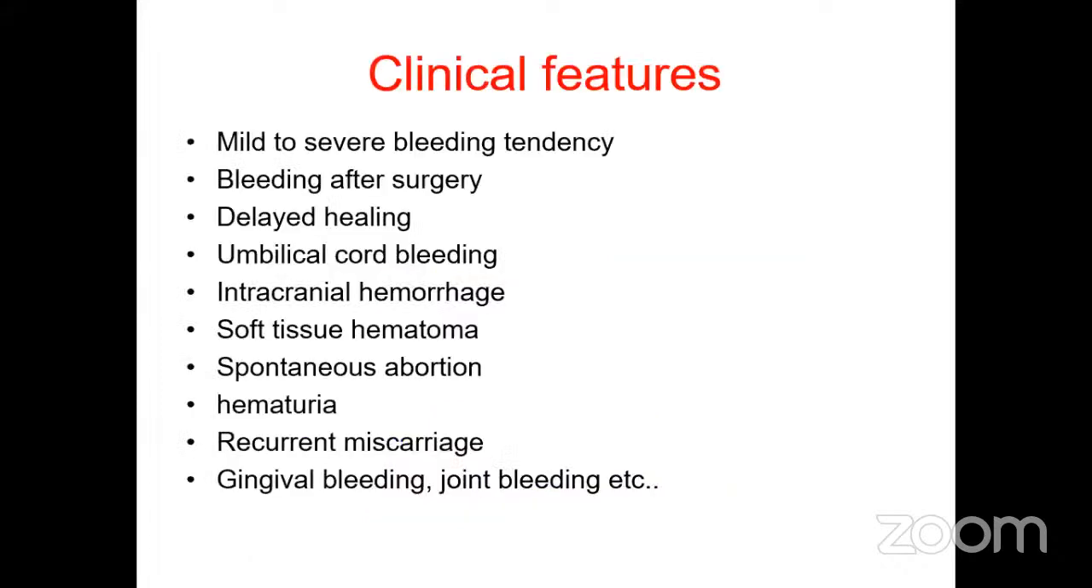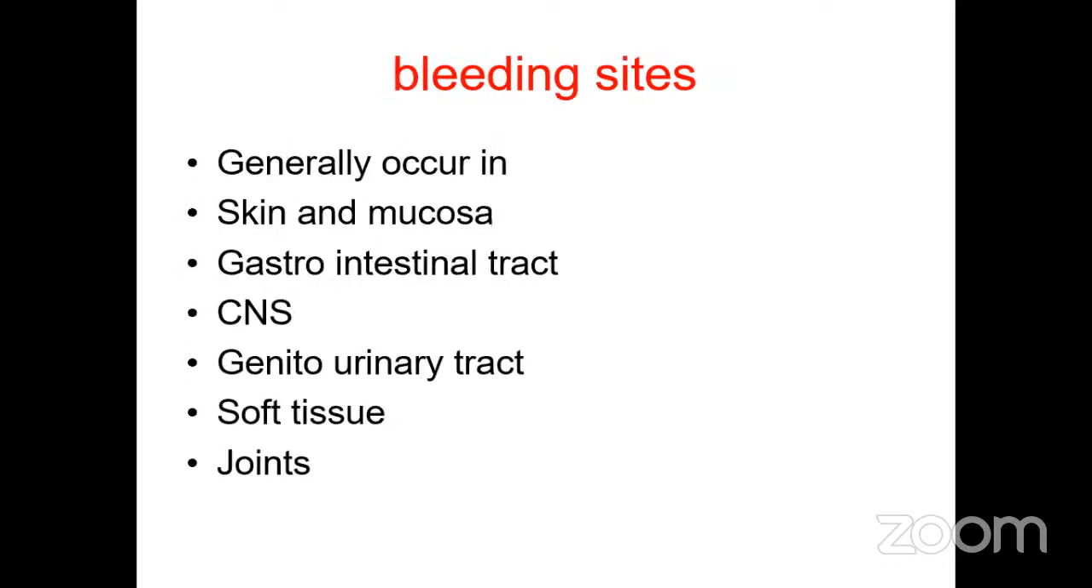Factor 13 assay. Generally, patients who have mild to severe bleeding tendencies, bleeding after surgeries, delayed wound healing, umbilical cord bleeding, intracranial hemorrhage, soft tissue hematomas, spontaneous abortions, recurrent miscarriages, hematuria, gingival bleeding, joint bleeding, etc. In those cases, clinicians generally suspect factor 13 deficiency. This bleeding may occur in the skin and mucosa, gastrointestinal tract, CNS, genitourinary tract, soft tissues, and joints also.